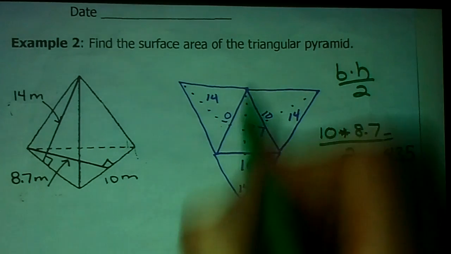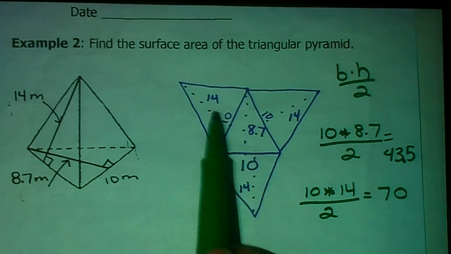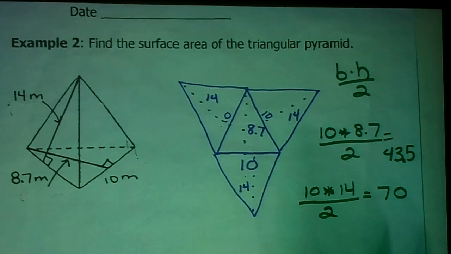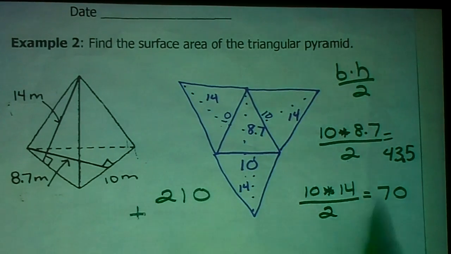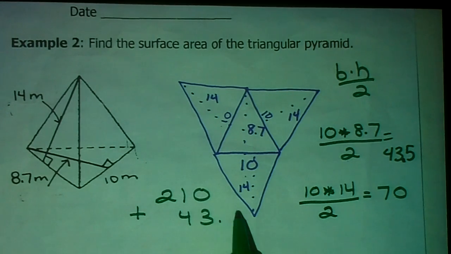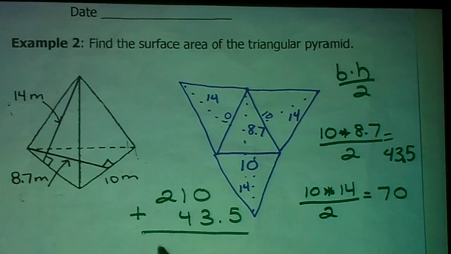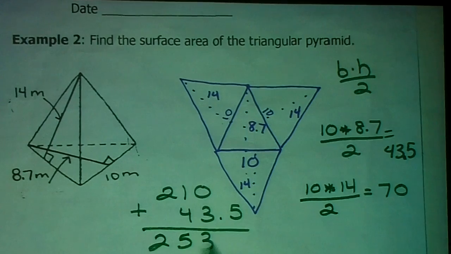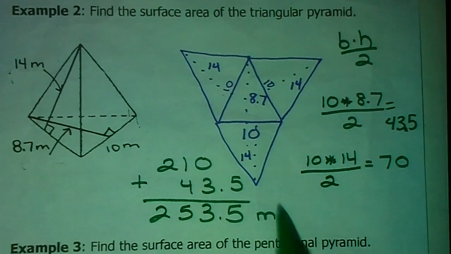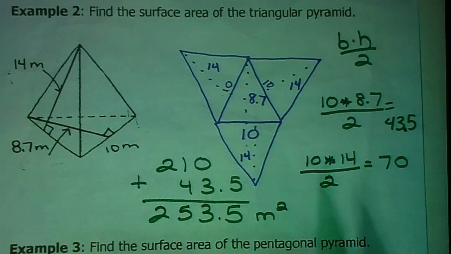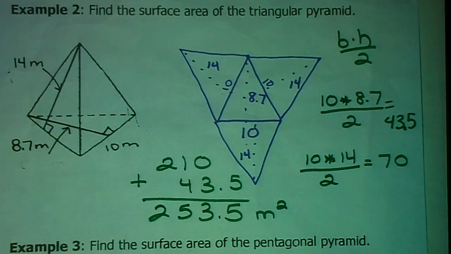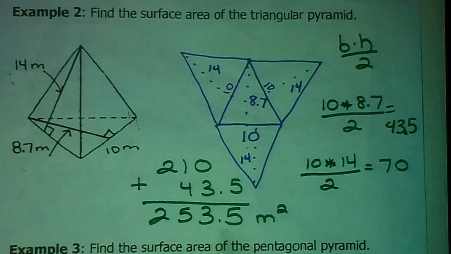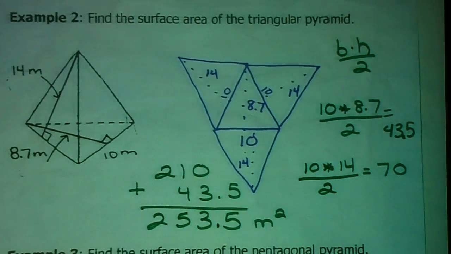So now we need to add up all these pieces. So if this one is 43.5 and I have a 70, a 70, and a 70, 3 70s makes 210 plus the 43.5. Add those up and you get 253.5 meters squared. If you prefer to write one big problem that says 70 plus 70 plus 70 plus 43.5, same thing, you should end up with 253.5 square meters.